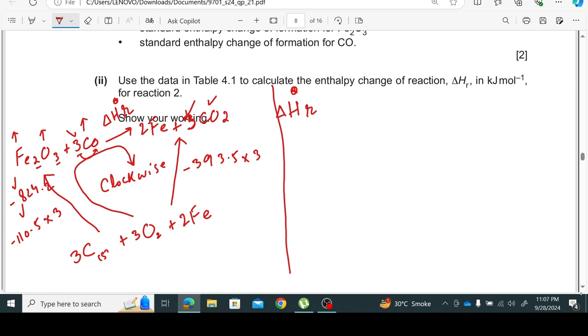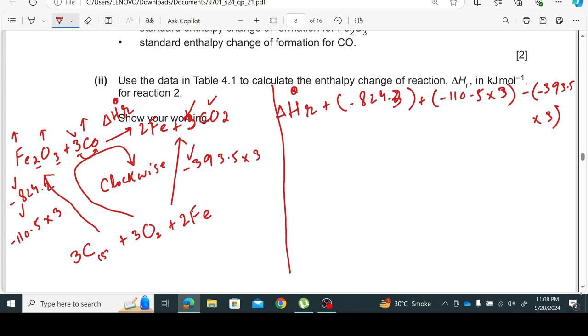Now apply all these values. It is positive and it is minus 824.2, so use the calculator carefully. Next, plus you have minus 110.5, multiplied by 3. Minus, you have minus 393.5 multiplied by 3. If something is on this side, you will use the negative.